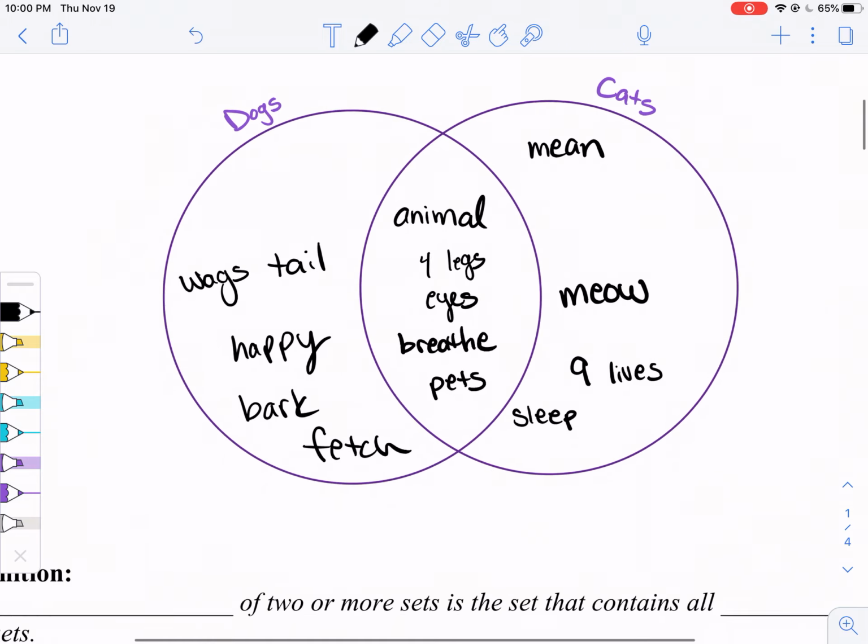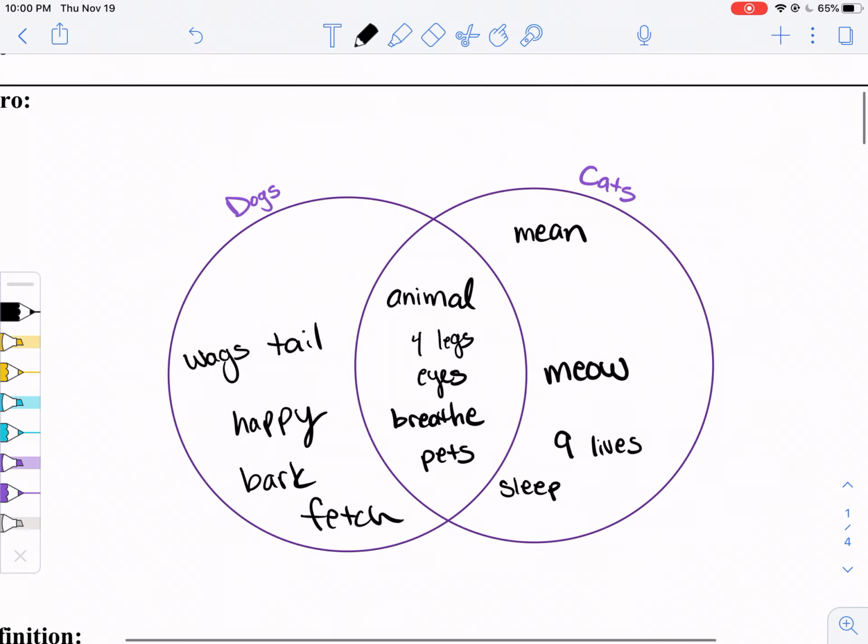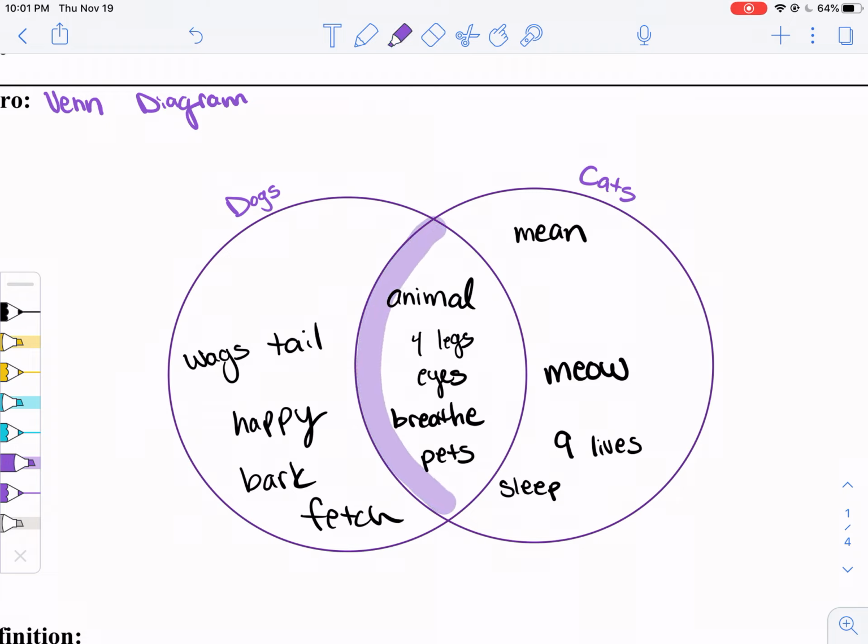Okay. So here, this is what's called a Venn diagram. A Venn diagram is used to show the similarities and differences between 2 concepts or between 2 sets. So that's a Venn diagram. You can see that this center part is their overlap. So this is what we would call their intersection. It's where they intersect.